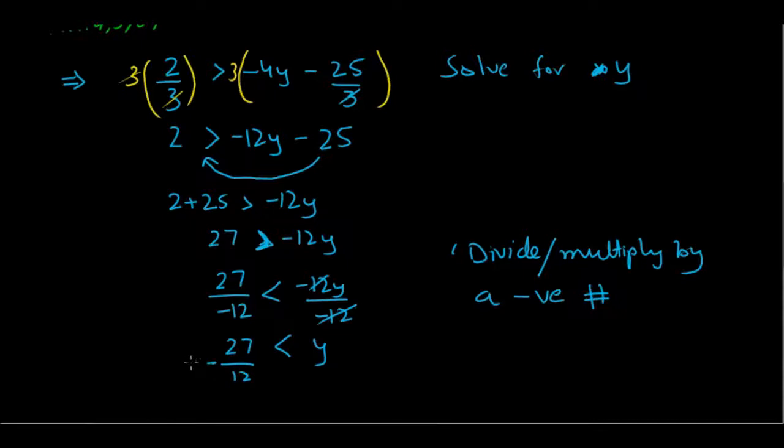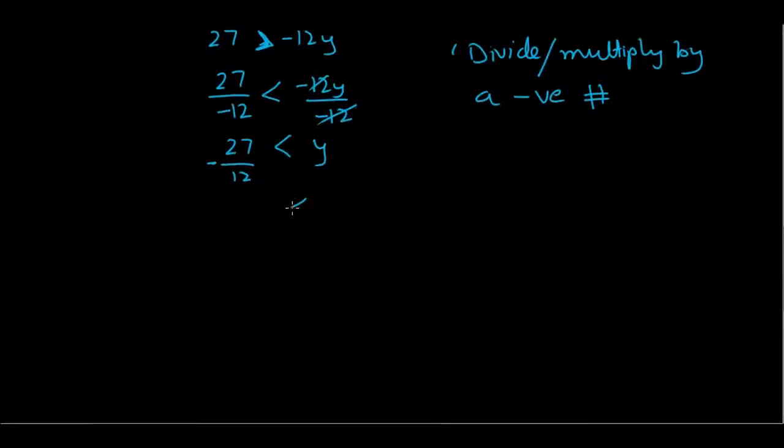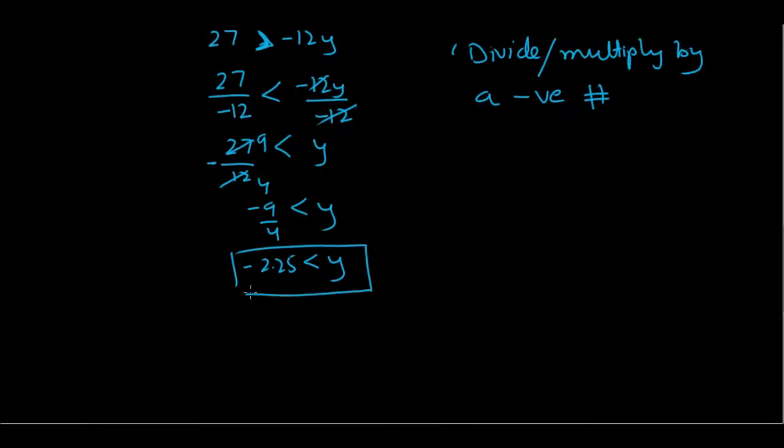Okay, and if I simplify this a bit, I can go 3 times 4 and 3 times 9. So I have negative 9 over 4, which is about 2.25, which is 2.25 exactly. Okay, so this is my solution for the equation. Y is greater than negative 2.25.